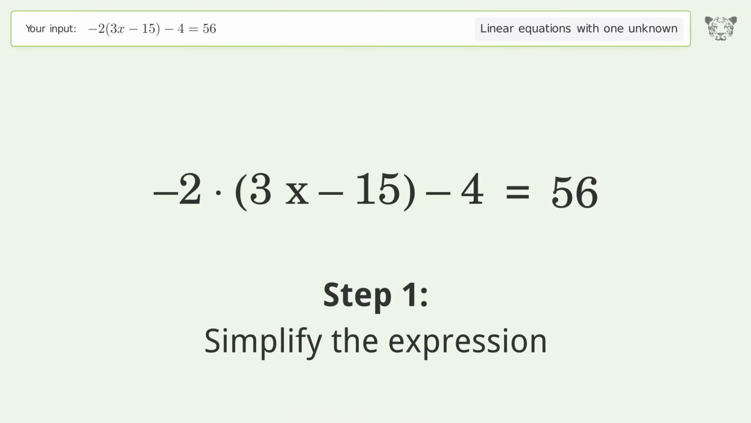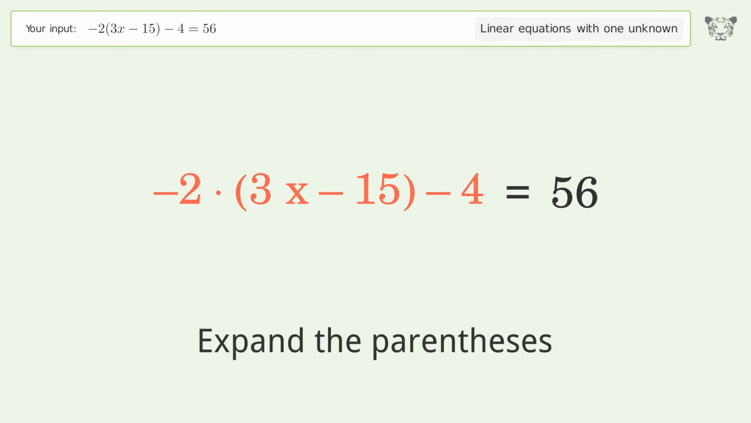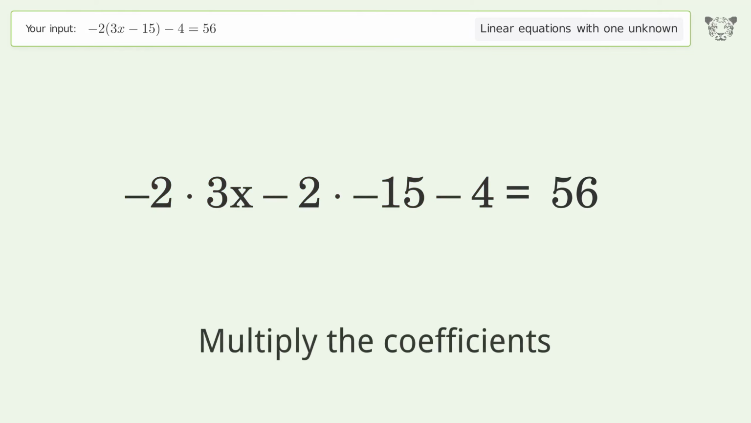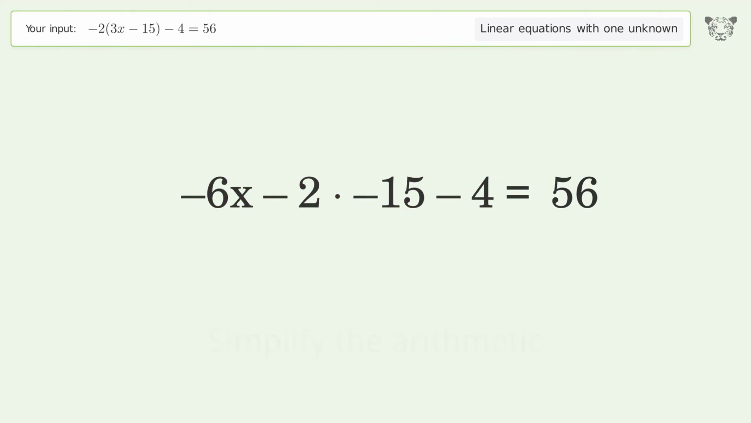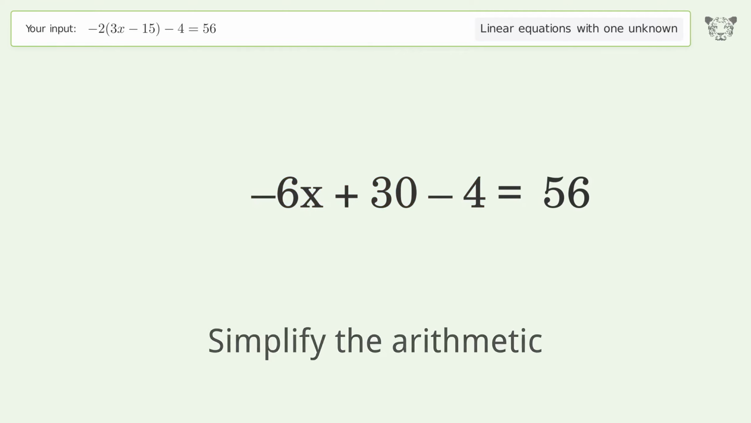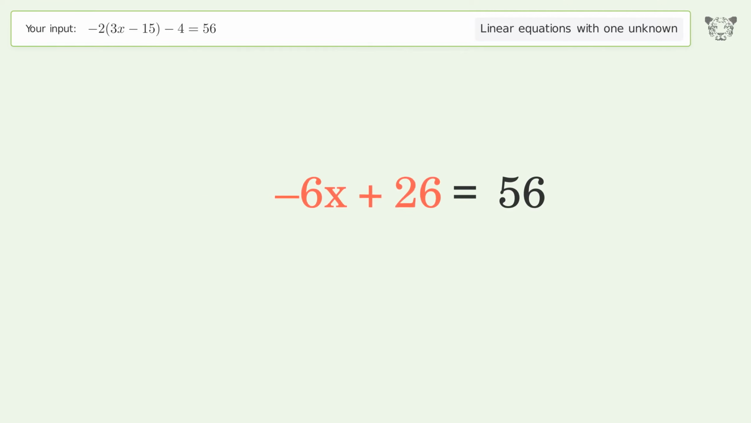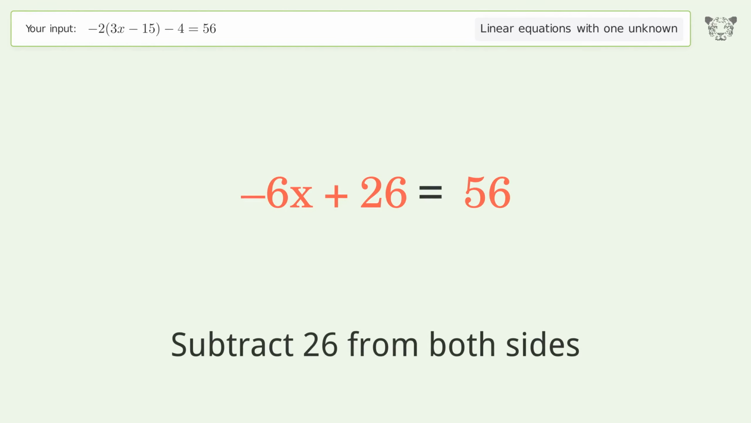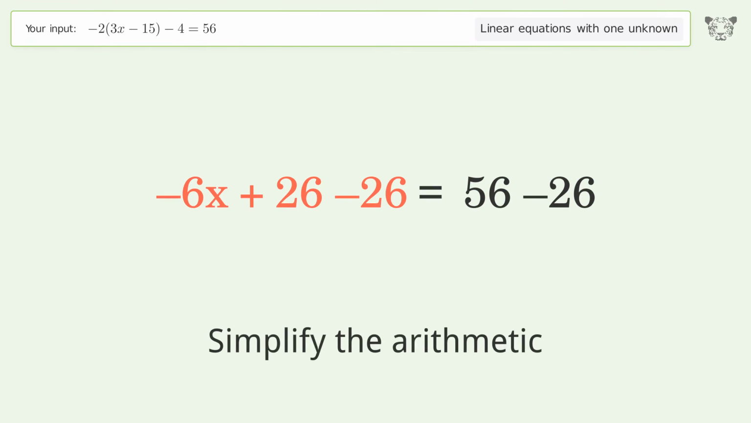Simplify the expression. Expand the parentheses. Multiply the coefficients. Simplify the arithmetic. Group all constants on the right side of the equation. Subtract 26 from both sides. Simplify the arithmetic.